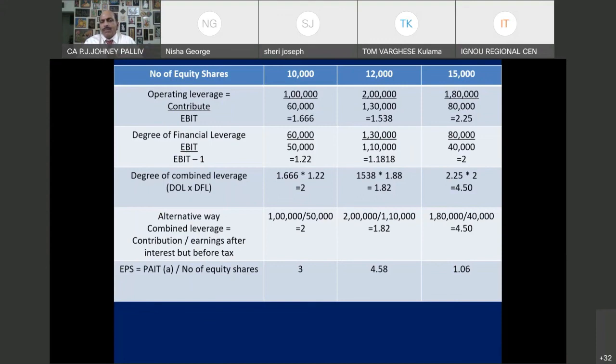Then a shareholder can learn his earning, his profit per share. One share he will get, in the case of firm A, 3 rupees, in the case of firm B, 4 rupees 58 paise, and in the case of firm C, 1.06 rupees. Friends, this is the answer to this question with regard to leverage.